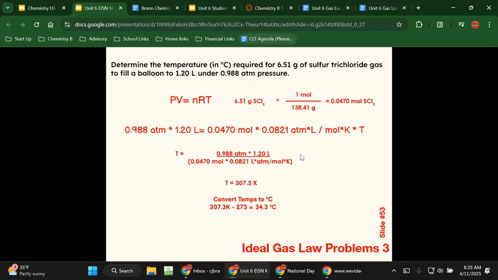I will give you formulas. I will not give you the R values. I will not give you the conversion from milliliters to liters. I will not give you the conversion from temperature in Celsius to temperature in Kelvin or temperature in Kelvin to temperature in Celsius. You need to write those down if you cannot remember them.